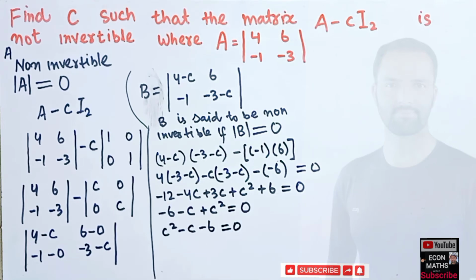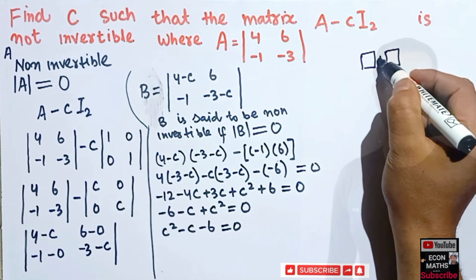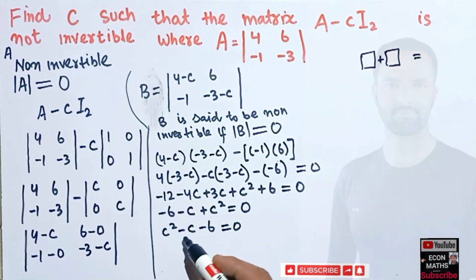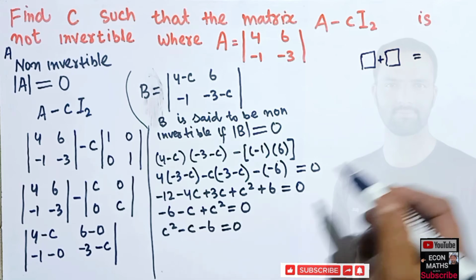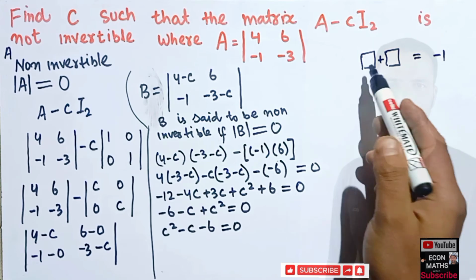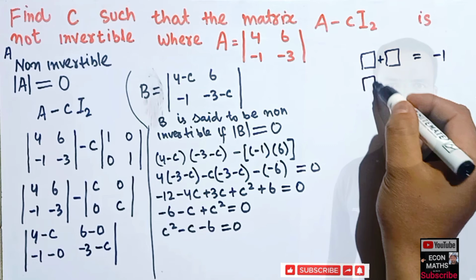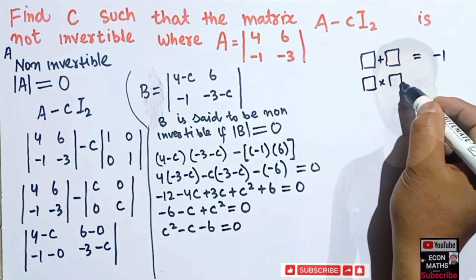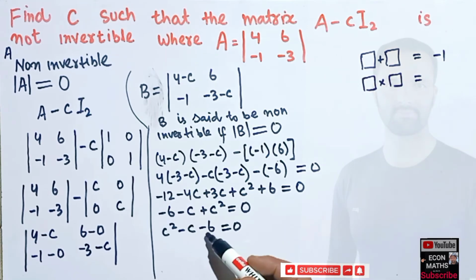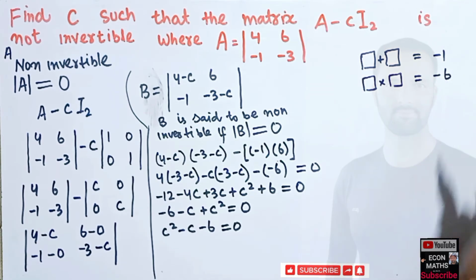Now we can split the middle term. How do we split the middle term? It is very simple. We should have two numbers. The addition of the two numbers should be equal to the coefficient of c, that is -1, and the multiplication of the said two numbers should be equal to -6. Now you can guess it clearly.